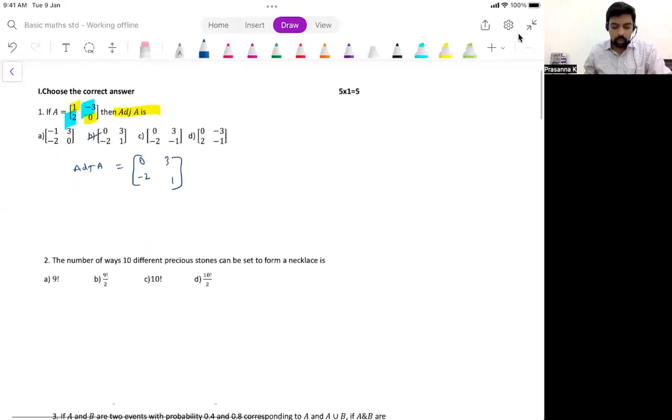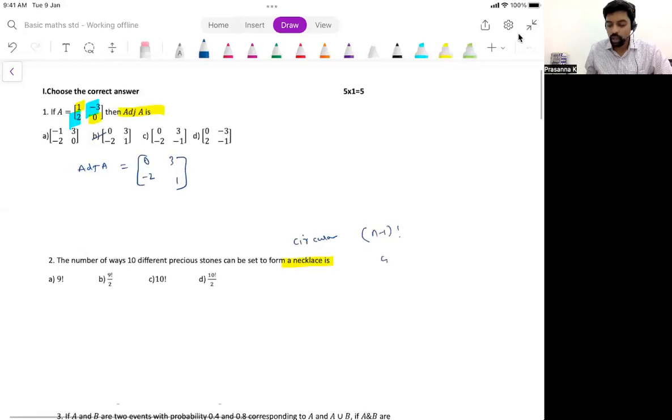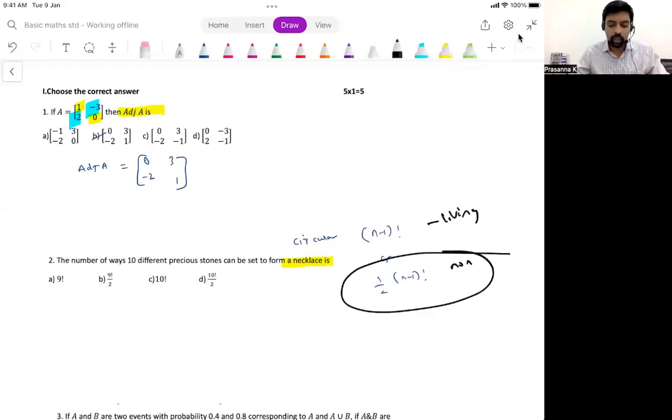Second question, the number of ways 10 different precious stones can be set to form a necklace. They're talking about a necklace, therefore this is circular permutations. In circular permutations, the formula is either (n minus 1) factorial or half into (n minus 1) factorial. I don't want to explain the logic behind these two. You just remember this: for living things, use (n minus 1) factorial, and for non-living things, use half into (n minus 1) factorial.